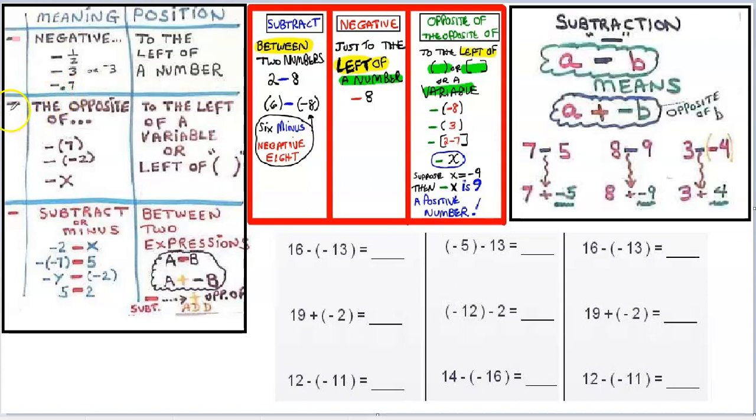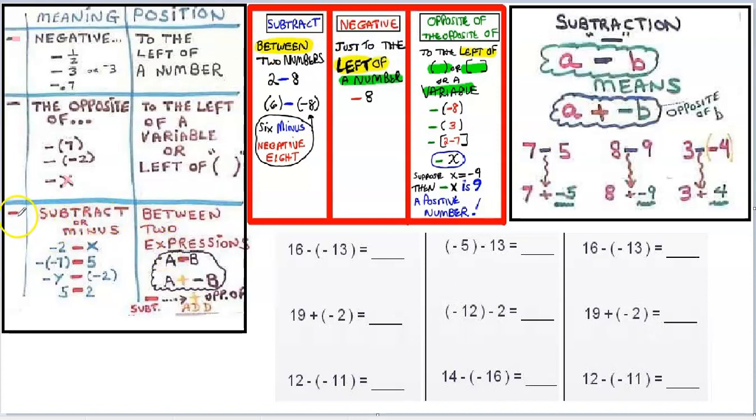Sometimes it could just be read as the opposite of, and it usually means that when it sits right next to a parenthesis or right next to a variable. So we want the opposite of whatever the variable is actually representing.